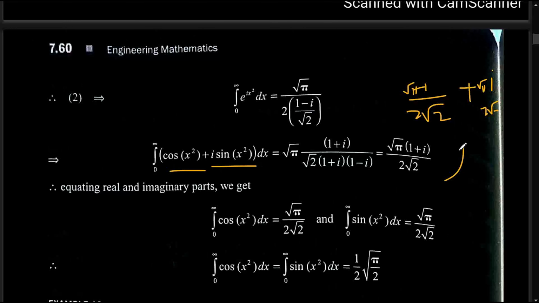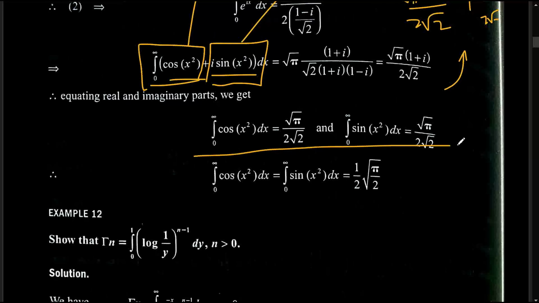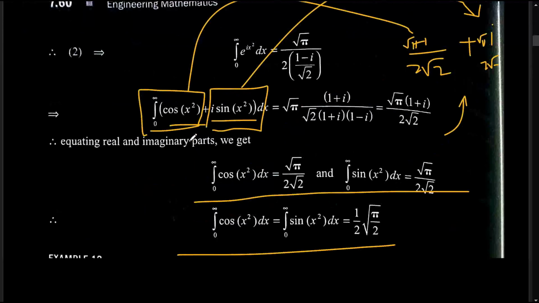And now we know that in a complex number, real part is equal to real part, imaginary part is equal to imaginary part. So real part is this and imaginary part is this. So real part is equal to real part and imaginary part is equal to imaginary part. So that's what we got and we proved the desired one.